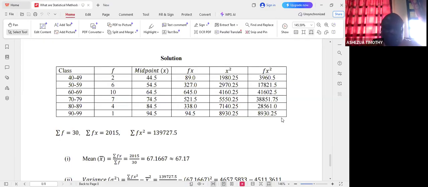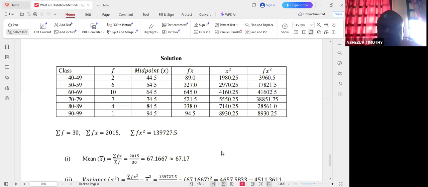So quickly, without waste of time, I need this column, this column, and this column, and I will add everything up. The summation of f, I have 30. The summation of fx, I have 2015. The summation of fx squared here, I have this value.